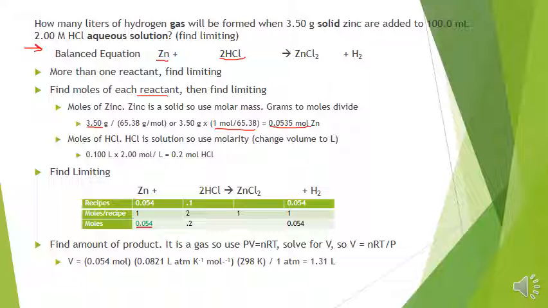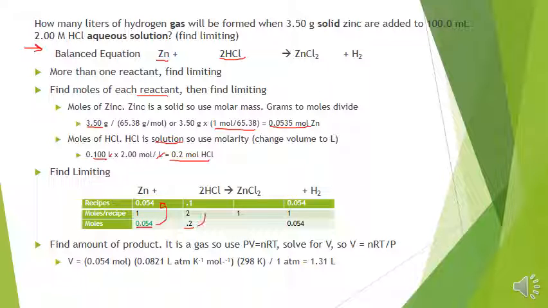All right, so I'm going to put that number right here. I rounded it. And then how many moles of HCl do I have? It's a solution, so I'm going to use molarity. Change it to liters: 0.1 liters times 2 moles per liter. The liters cancel out, and you end up with 0.2 moles of HCl.